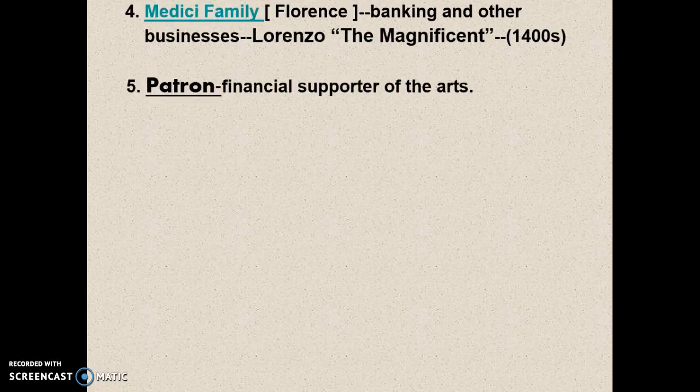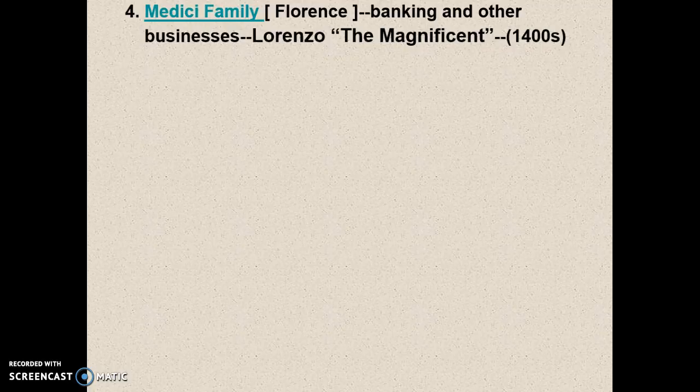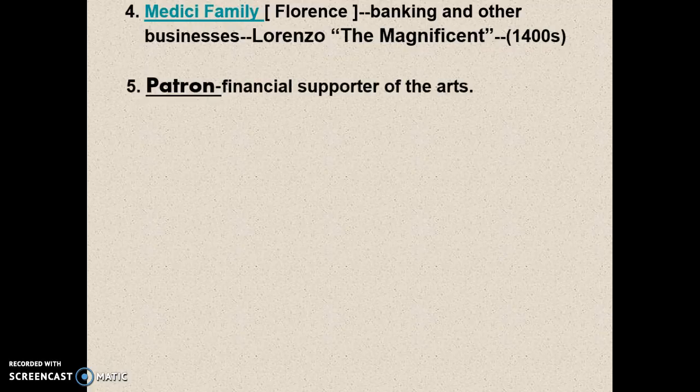One of those people who stressed individual achievement was the Medici family of Florence. They were into banking primarily. They had banks in Italy and other businesses such as mining and textile manufacturing. One of the significant people from the Medici family was a man named Lorenzo the Magnificent. He was an architect. He was a businessman, as well as, again, someone who supported the arts financially, which leads us to the term patron. A patron is a financial supporter of the arts. Even today, there are patrons who support the arts as well.